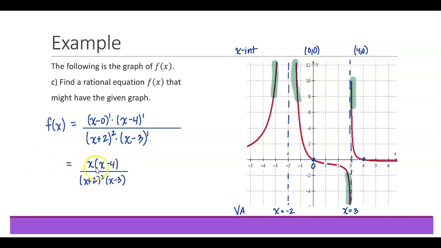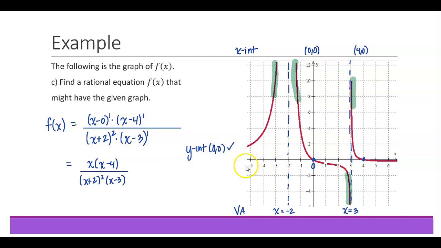We want to check, does this satisfy what I can clearly see is the y-intercept? The y-intercept is 0, 0. If I plug in 0, I'm going to get 0 on the top, and I'm not going to get 0 on the bottom. I'm going to get 2 squared times -3. So I am going to get out the y-intercept. So the y-intercept of 0, 0 is verified.